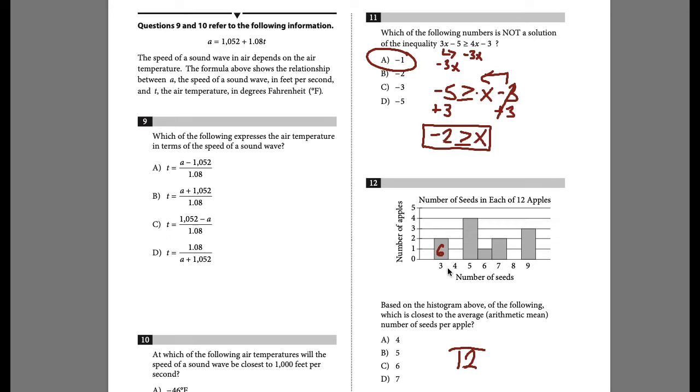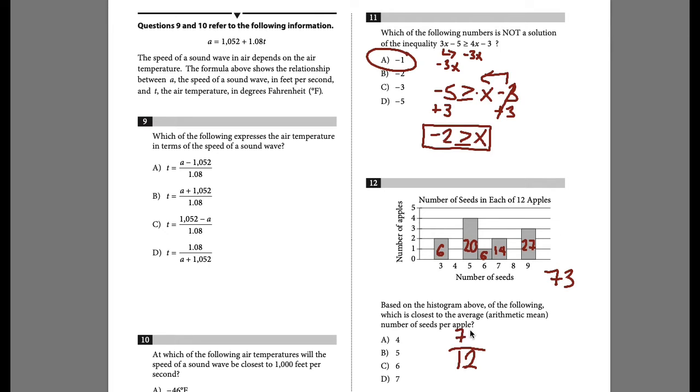apples. That's 6 seeds in total. 5 by 4 is going to be 20 seeds. 6 by 1 is 6. 7 by 2 is 14. 9 by 3 is going to be 27. 6 plus 20 is 26. 26 plus 6 is 32. 32 plus 14 is 46. 46 plus 27 is 73.